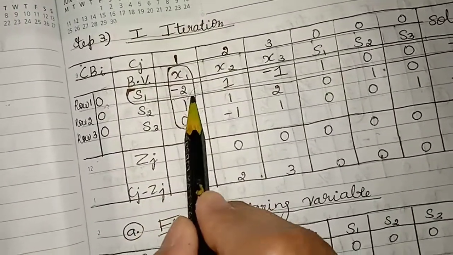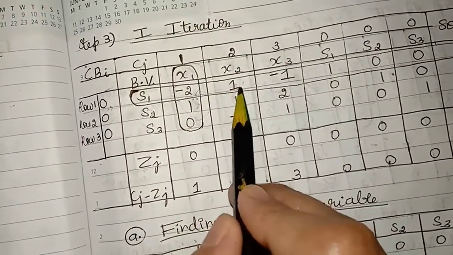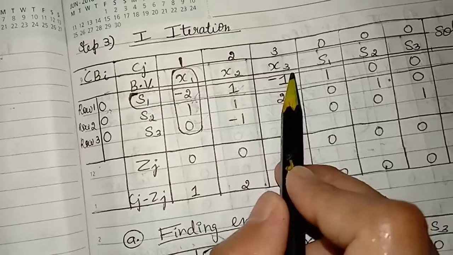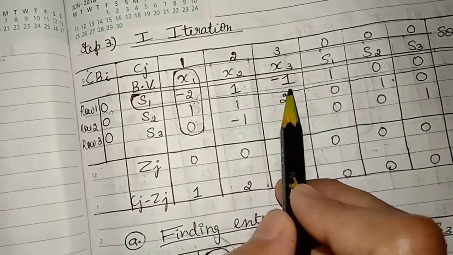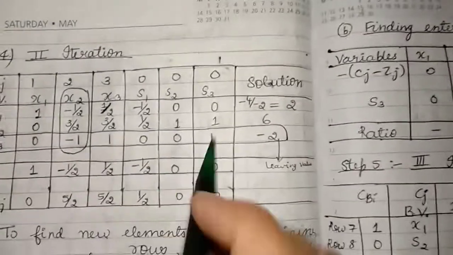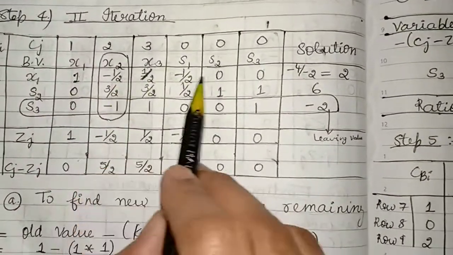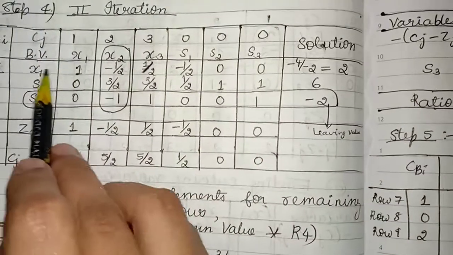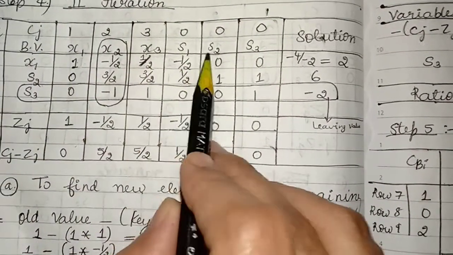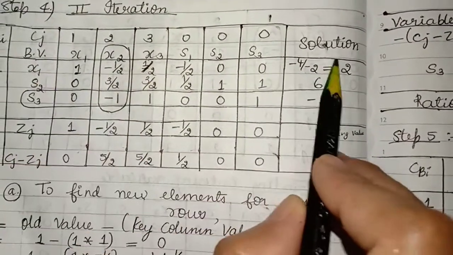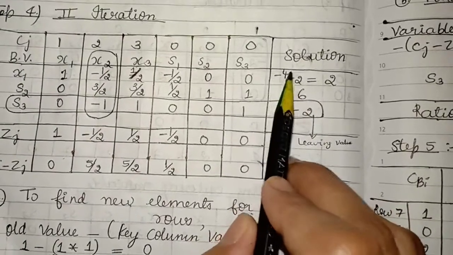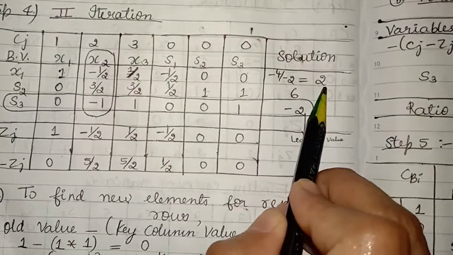-2 divided by -2, you get 1. Then 1 divided by -2, you get -half. -1 divided by -2, you get half. In the same way you get this first row. You have to just divide by -2, that is the key element, that earlier row. And this one also, solution, -4 divided by -2, you get 2.